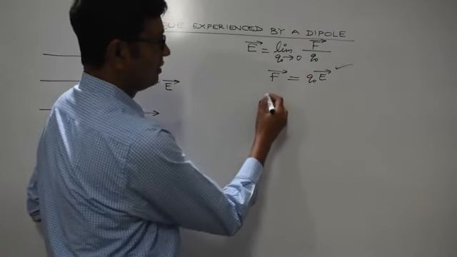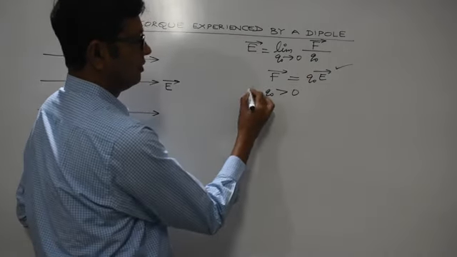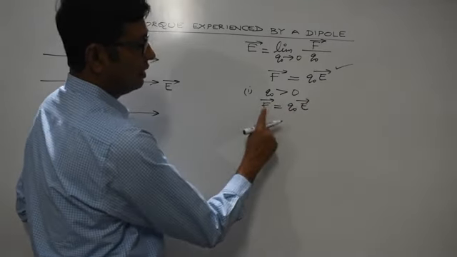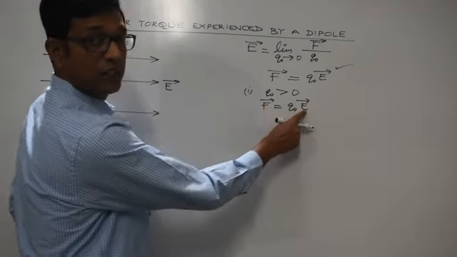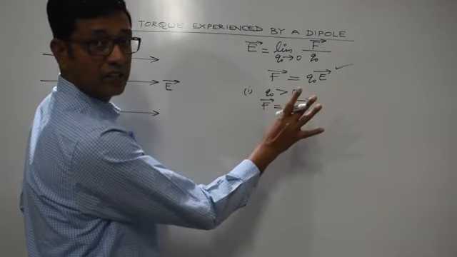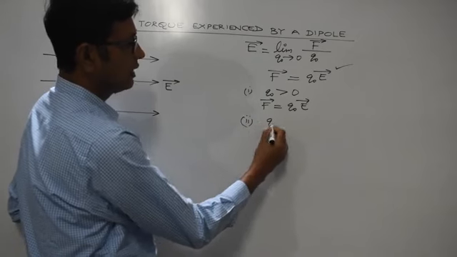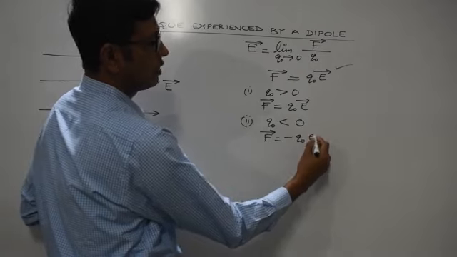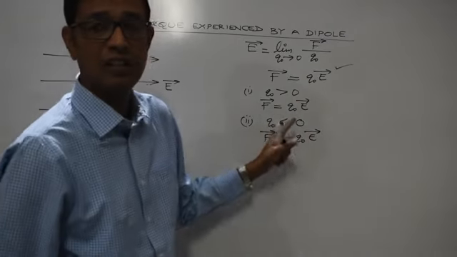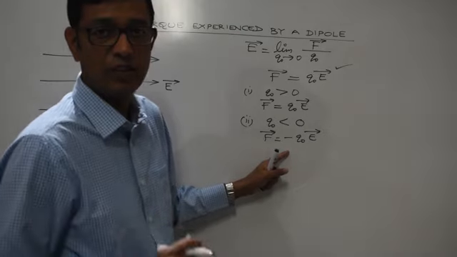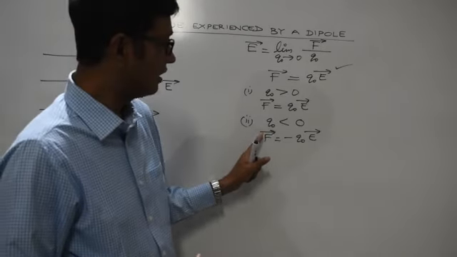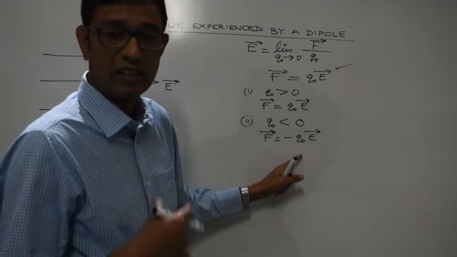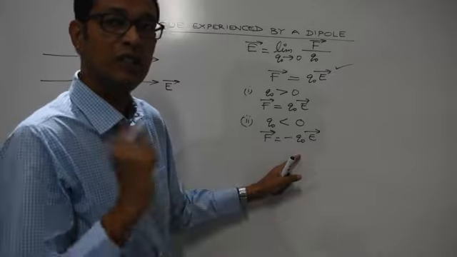In case the test charge is positive, then F vector would be equal to Q0 E vector. In that case, it will experience force along the direction of the electric field. That is, F vector is parallel to E vector, right? In case the test charge is negative, then F vector would be minus Q0 E vector. That is, in this case also it will experience the same electrostatic force having the same magnitude but opposite directed. In this case, F vector and E vector are opposite directed. A negative charge will experience an electric force in a direction opposite to that of the applied field.